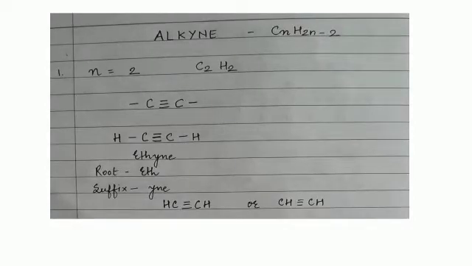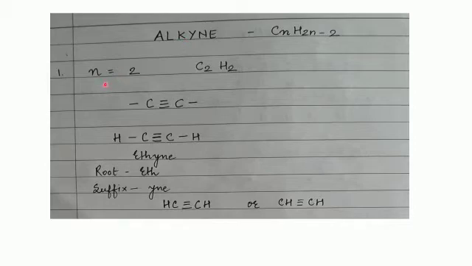Good morning, students. Yesterday we studied the homologous series for alkynes. We studied their general formula CnH2n-2. It is an unsaturated hydrocarbon with a carbon-carbon triple bond. Today we are going to study the structures of alkyne.